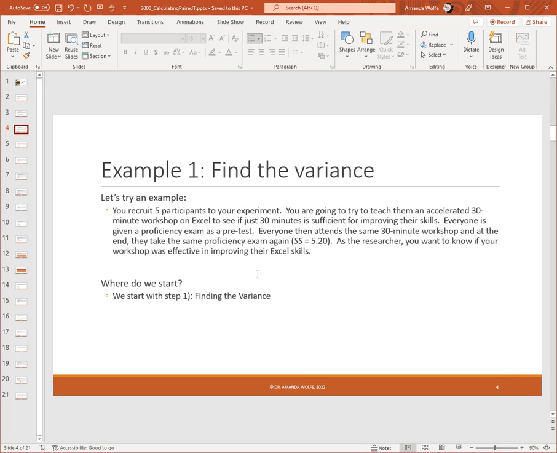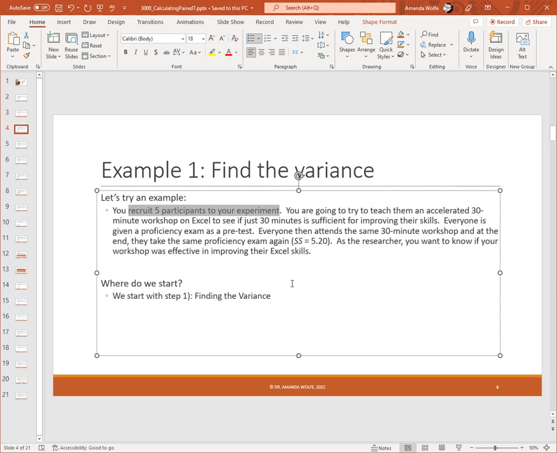You're a researcher and you recruit 5 participants to your experiment. You're going to try to teach them an accelerated 30-minute workshop on Microsoft Excel to see if in just 30 minutes you can improve their proficiency skills. Everyone's going to take a proficiency exam as a pretest. Everyone will then attend the same 30-minute workshop, and then they will take that same proficiency exam again. I've already provided you the sum of squares for their scores. As a researcher, you want to know if your workshop is effective in improving Excel skills.